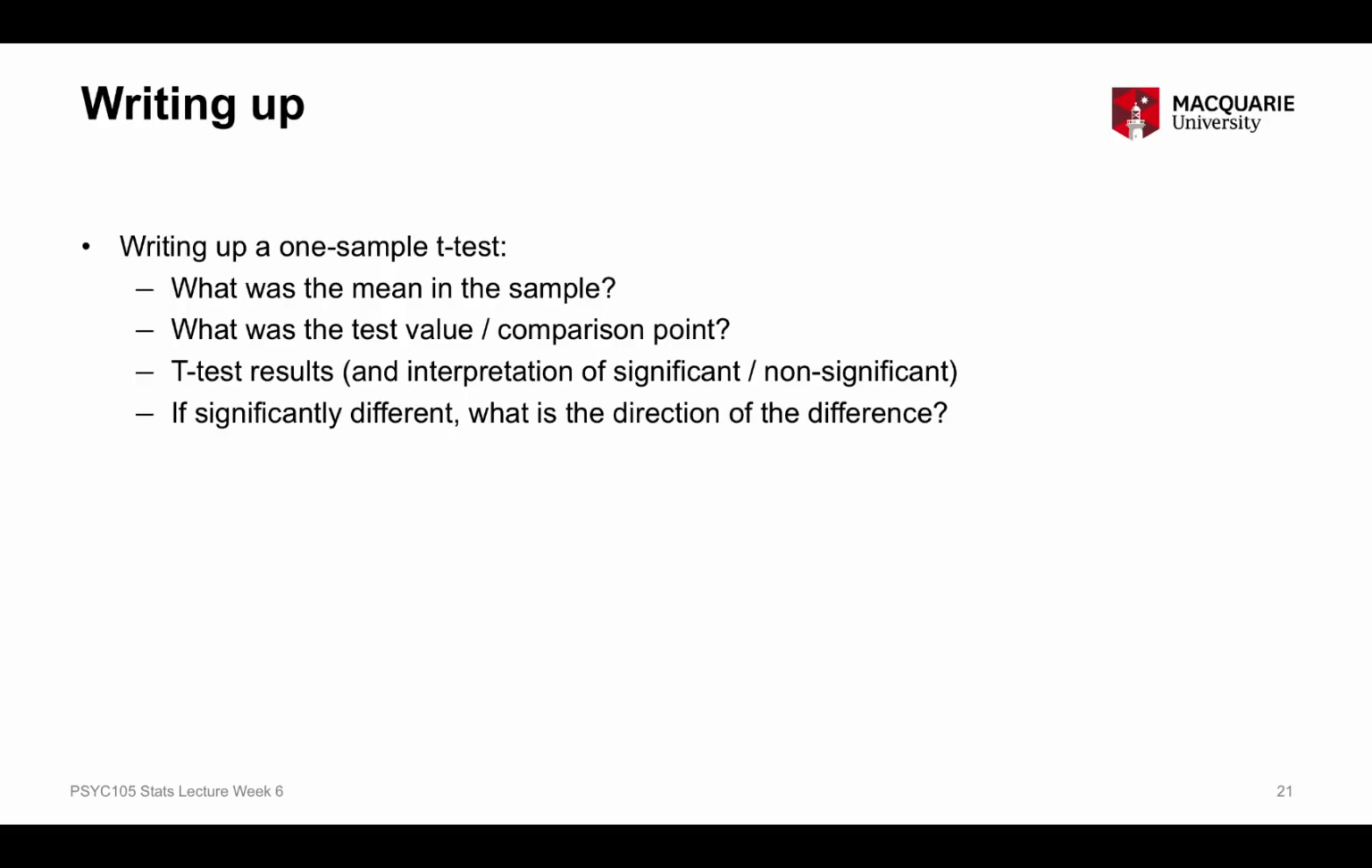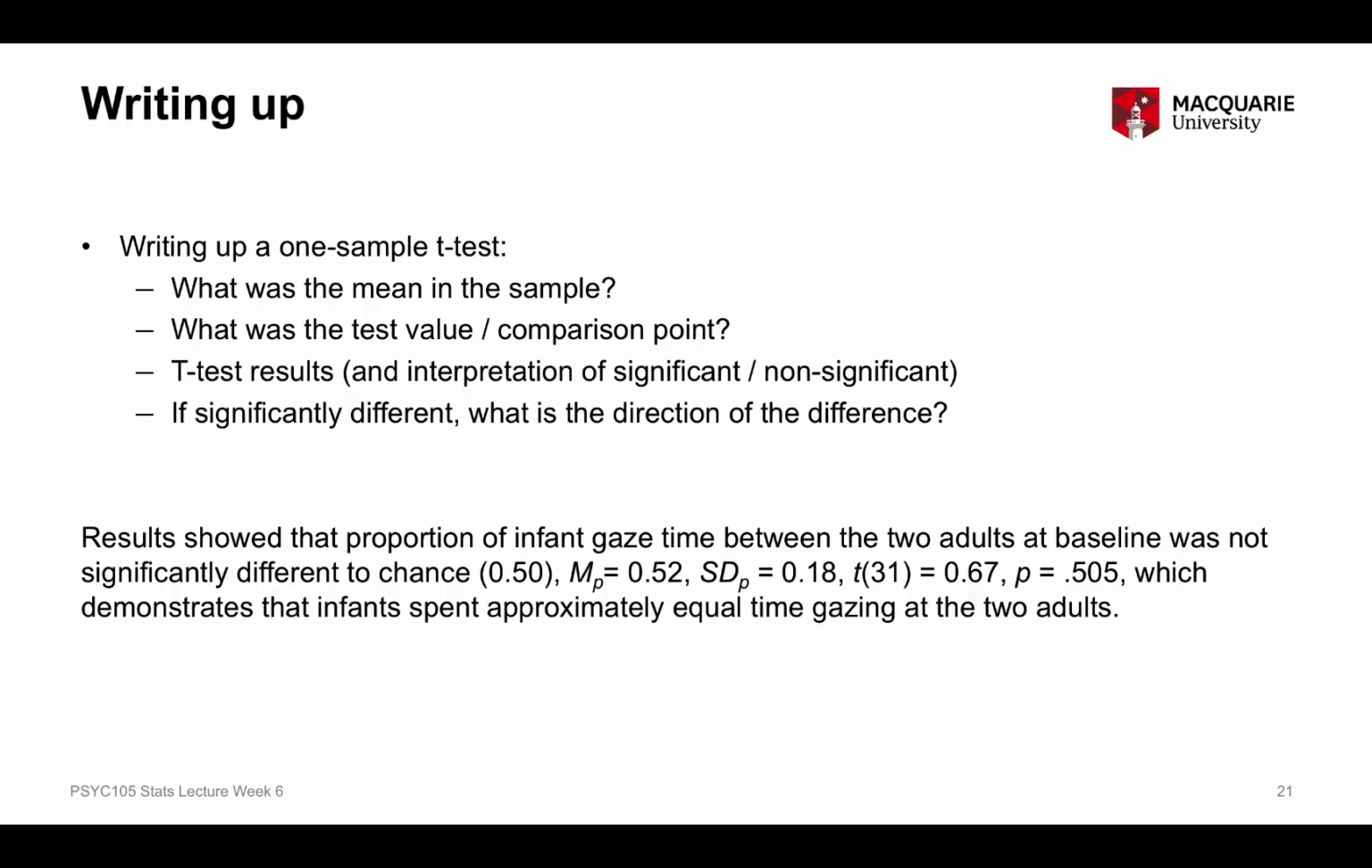We obviously need to have the results of the t-test, and we need to interpret whether they're significant or not significant. So you can't just state the p-value, you need an interpretation of whether that means it's significant or not significant. And if you have a significant t-statistic, if your p-value is less than 0.05, so you have a significant result, you always need to talk about what the direction of the difference is. And that'll make more sense when we get to the next example for the independent samples t-test. So in this instance, we could write something like this.